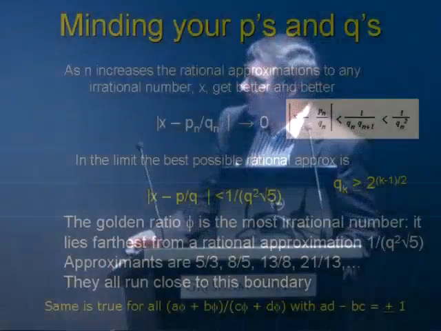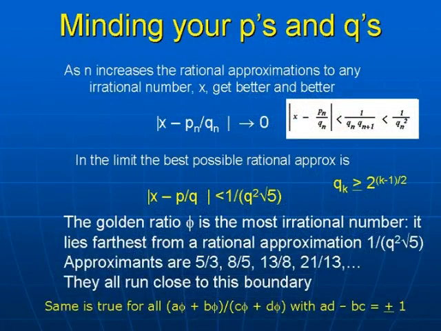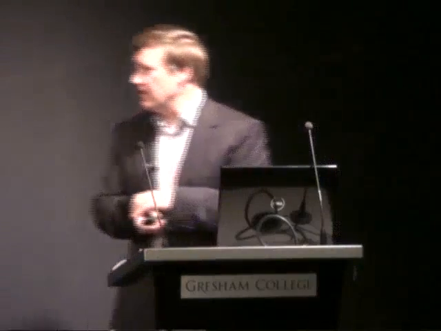So, roughly speaking, at each stage, the distance between the golden ratio and its rational approximant is about 1 over q squared root 5. So it always hovers just on that boundary of the worst possible case. So this is the basis for the statement that I made earlier, that this is the most irrational of numbers. It's the number which is farthest away from rationals in this rather well-defined sense. It's not quite unique in this respect.